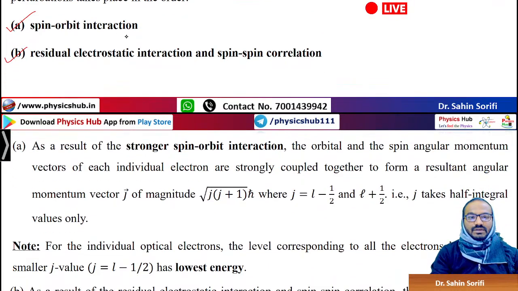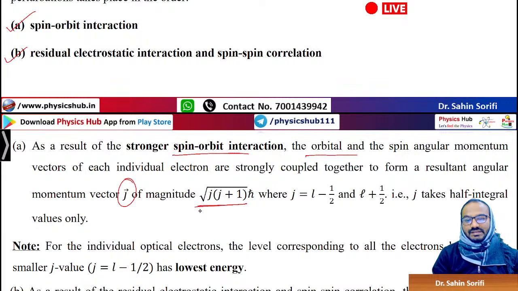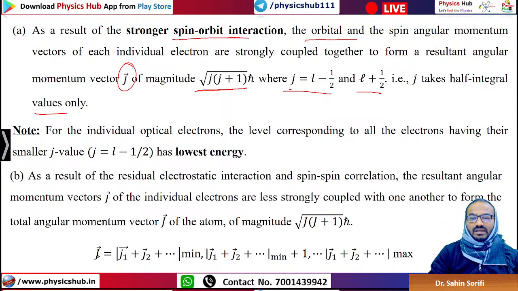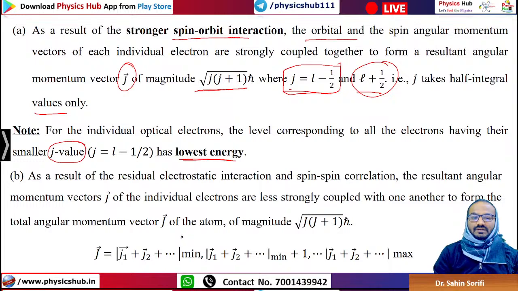What is the consequence of the first one, spin orbit interaction? For heavier atoms, we have a stronger spin orbit interaction. So as a result, the orbital and spin angular momentum vectors of each individual electron are strongly coupled together to form a resultant angular momentum j, with magnitude root over j into j plus 1 h cut. Here j can take L minus half or L plus half; j takes half-integral values only. For the individual optical electrons, the level corresponding to all the electrons having their smaller j values has the lowest energy. L minus half has lower energy as compared to j equals L plus half. Now, this is the consequence of the first one.